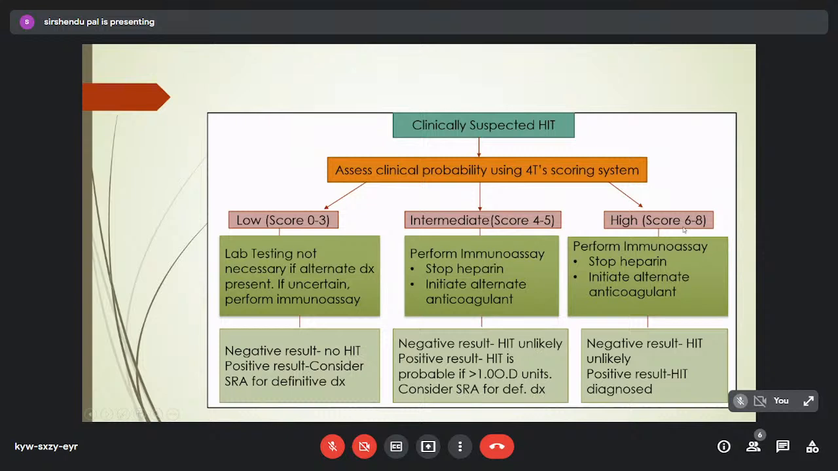If the score is high, that means there is a high chance of HIT. In that case, we perform immunoassay. While we await the immunoassay results, we stop heparin and initiate alternate anticoagulants in the form of direct thrombin inhibitors. If the result is negative, HIT is unlikely, and if we have a positive result on immunoassay, HIT is diagnosed and we don't have to go for the functional assay when the 4T score is high.